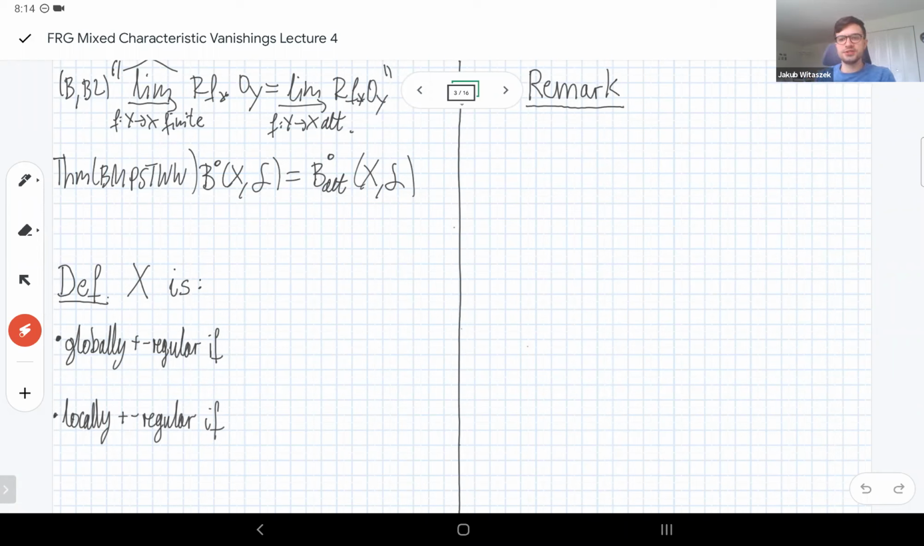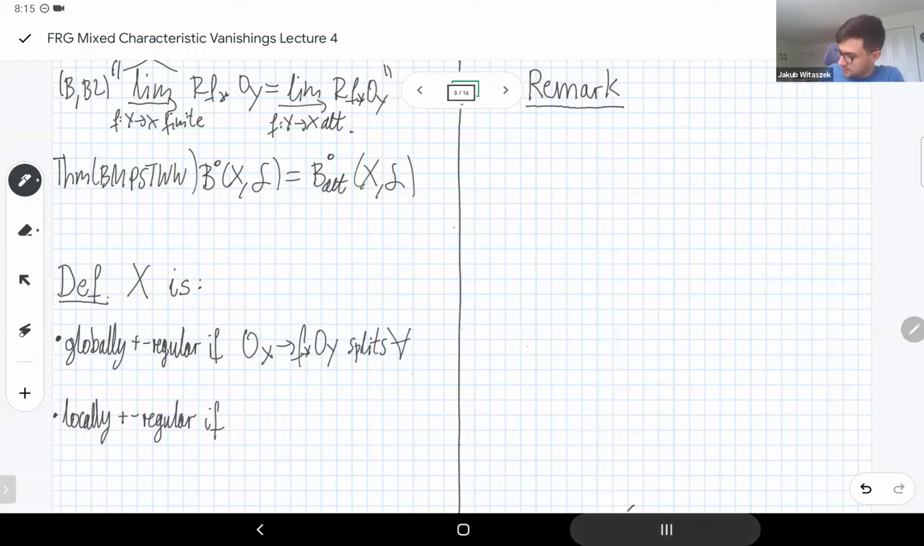Okay, so having defined B0, now I'm going to move to a particular type of varieties for which this B0 is nice. And these are going to be globally plus regular varieties. I'm going to say that X is globally plus regular, X as before, if O of X, the pushforward of O of Y, splits for all f: Y to X finite. So in other words, X is a splinter, and locally plus regular, which is a property of singularities, means all local rings are plus regular.